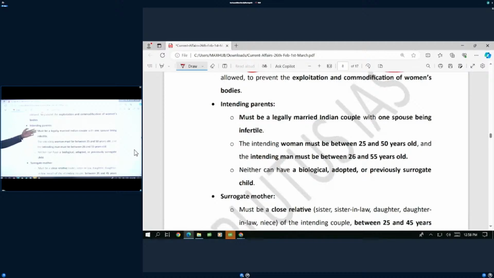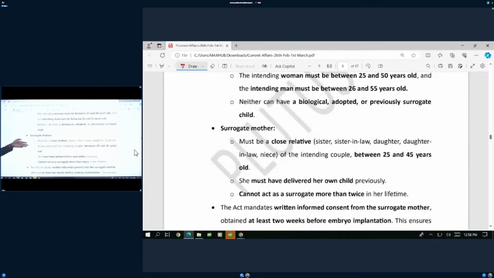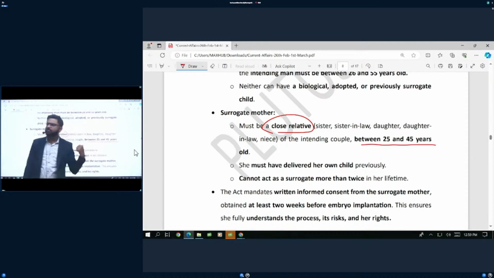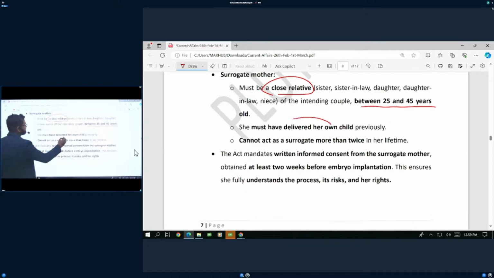अब इंटेंडिंग पेरेंट्स पढ़ लेना यार. सरोगेट मतलब मैंने आपको समझा ही दिया. और इसमें कंडीशन क्या है? क्लोज रिलेटिव होनी चाहिए. The sister, sister-in-law, daughter, daughter-in-law, niece can be the surrogate and between 25 to 45. ये प्रोविजन ठीक है, एज अच्छी रखी है उन्होंने. नेक्स्ट, she must have delivered a child of her own previously.